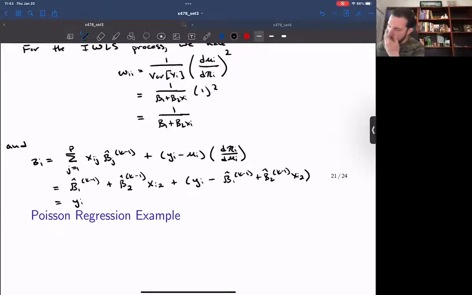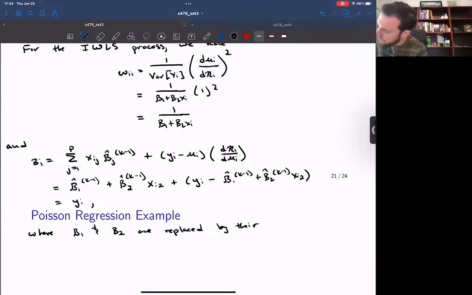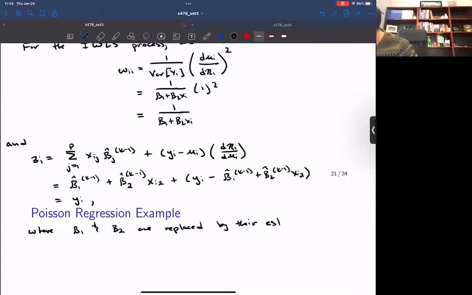Okay, and then we can say where beta 1 and beta 2 are replaced by their estimates on iteration k minus 1.